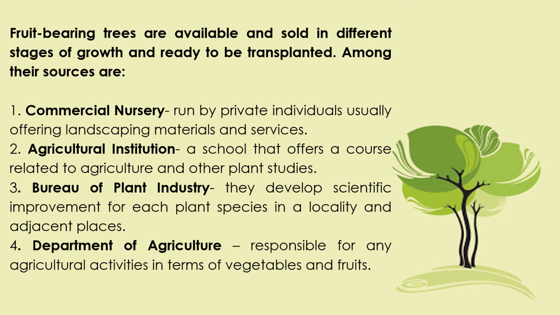Number 3, Bureau of Plant Industry. They develop scientific improvement for each plant species in a locality and adjacent places. Next, Department of Agriculture, responsible for any agricultural activities in terms of vegetables and fruits.